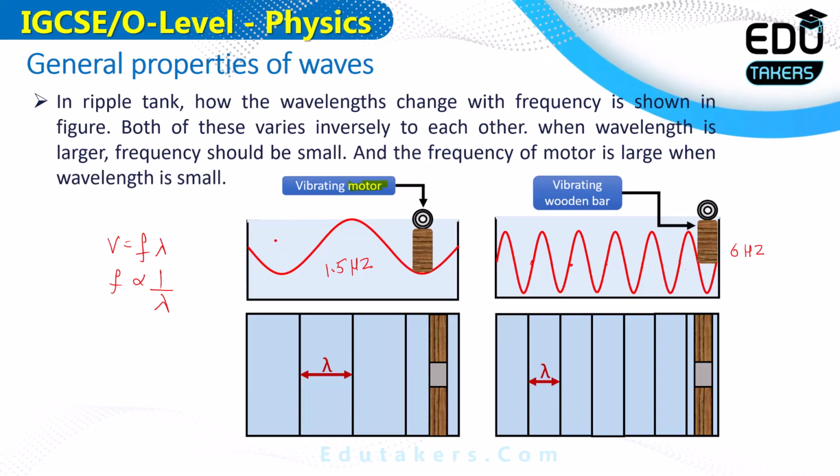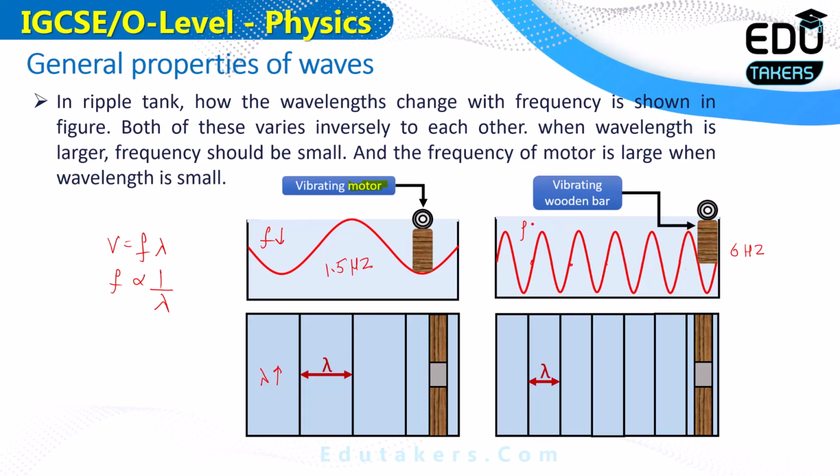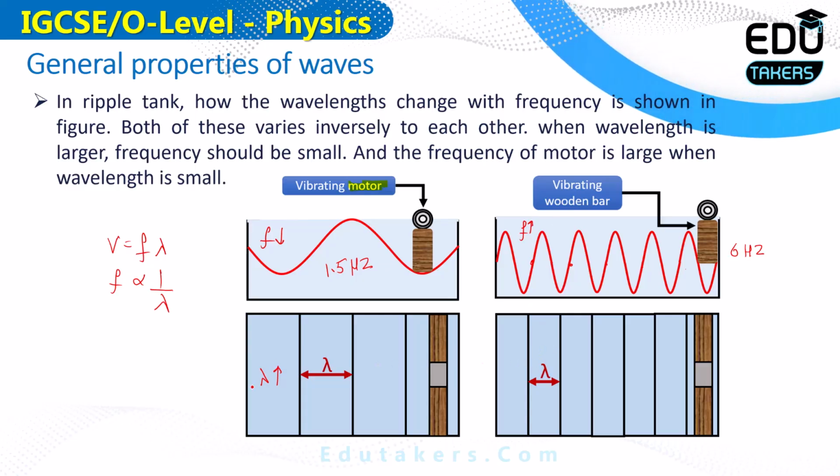In the first figure, when the frequency is smaller, the wavelength will be larger because both of these are inversely proportional to each other. In the second diagram, when the frequency is larger, accordingly the wavelength should be small. You can also see the arrow that I put here to show the wavelength.